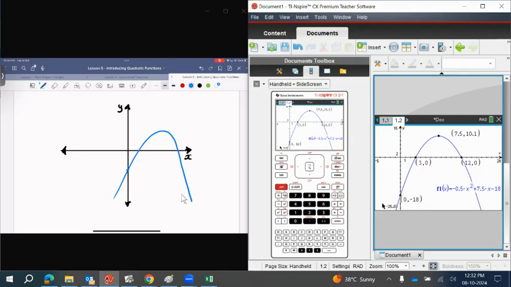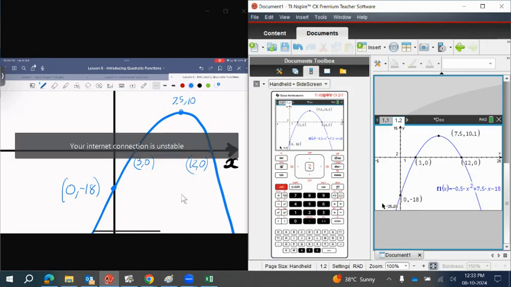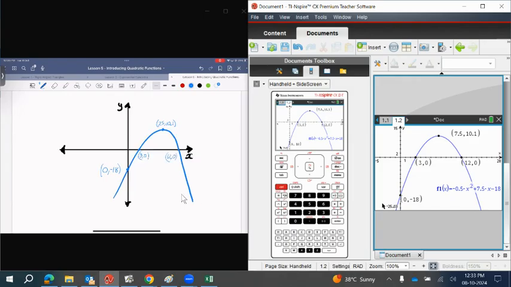This point here is going to be at 0, 18. This one here is going to be at 3, 0. Oh, yes, thank you. Negative 18. Sorry, let me make my pen a bit thinner and draw these a bit clearer. So this one is at 0, negative 18. This one is at 3, 0. This one is at 12, 0. And our vertex is at 7.5, 10.1. There we go. We've got all the key information of the graph in the sketch.